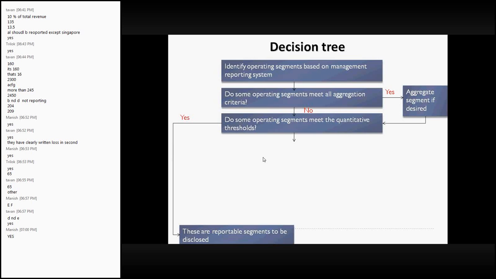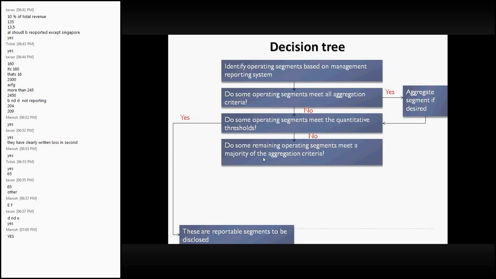If it is meeting the quantitative threshold of 10%, it is a reportable segment. If no, we'll see whether some remaining operating segments meet a majority of the aggregation criteria, not all the 5, maybe even 3 of them have similar economic characteristics. We can still aggregate them if management desires. So everything is management's decision in case of reporting operating segments. Yes, we'll aggregate them if the management believes them to be aggregated.